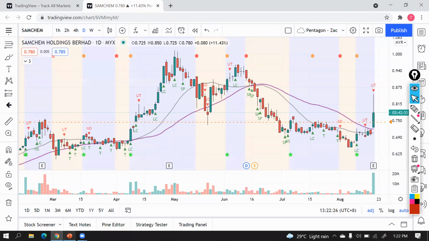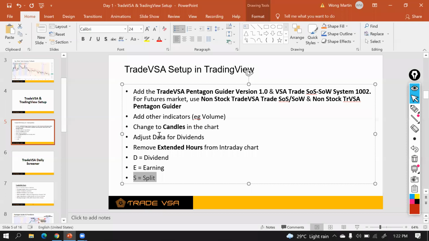So there are a few things you need to set up correctly in your TradingView before we start. Let me know if you have any questions regarding TradingView, such as how to add indicators, how to remove indicators, all these things. If not, I'm going to go to the screener.